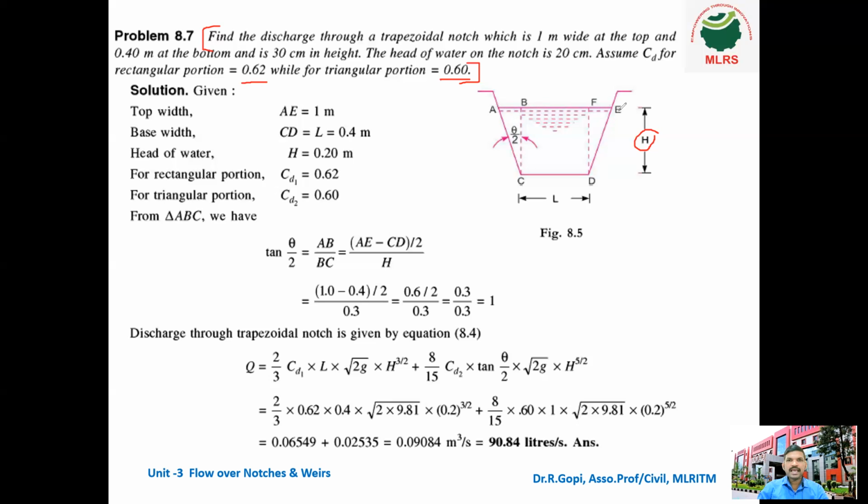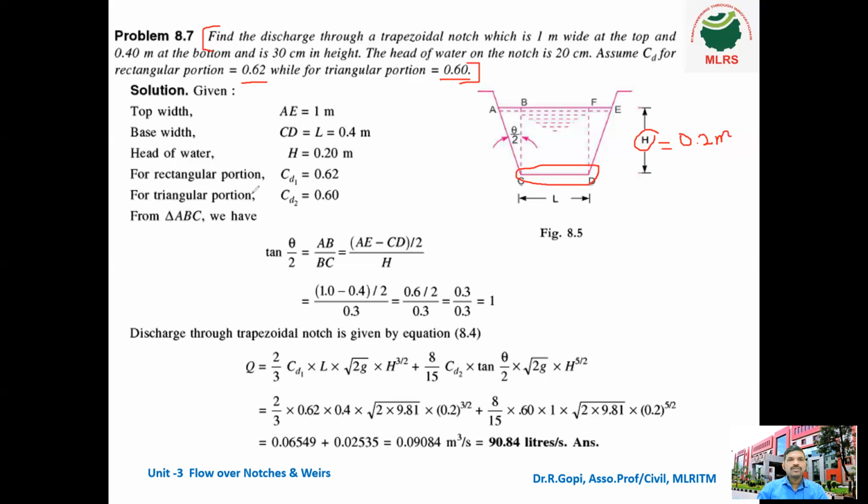The top width AE is 1 meter, the base width CD is 0.4 meter, and the head of water is 0.2 meter. Head of water means the distance between the crest, that means the bottom of the notch, and the top surface of the water. It is denoted as capital H, and this capital H is 0.2 meter.